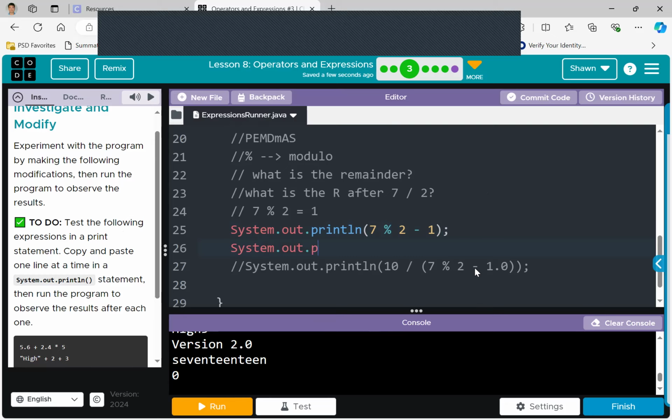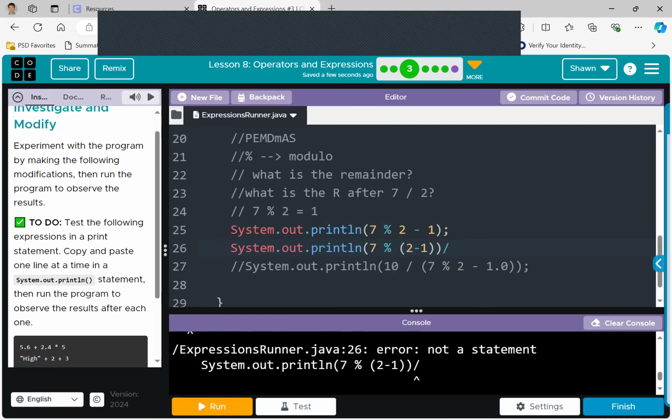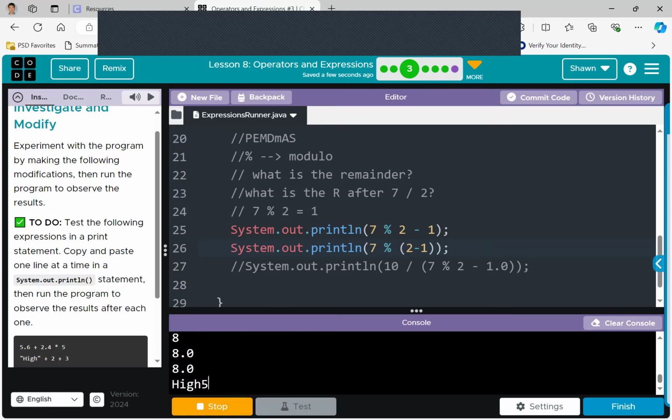And then I did, let's do 7 mod, and I'll do parentheses here, because that's going to contain the 2 minus 1. Because 7 mod 1 should be 0. And it gave me an error. Oops, that's a typo. So see, the answer is 0 because, let's see, 2 minus 1. Oh, whoops, let me choose something else.